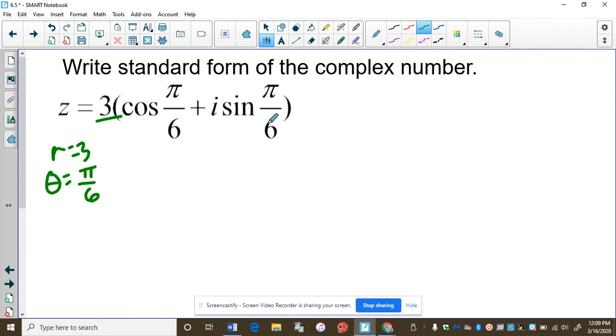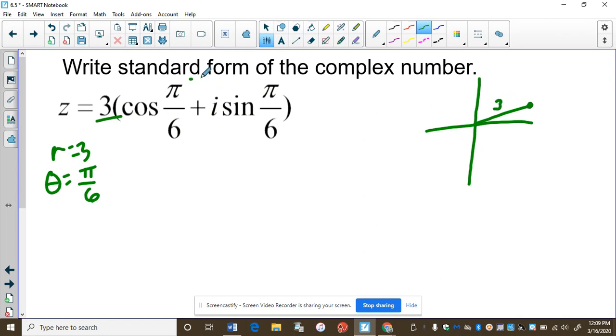Now, if you're one of my students, you know that I'm a big stickler for pictures, right? When you get something that can be plotted on the coordinate plane, you should plot it on the coordinate plane. You should know that pi over 6 is the angle that this complex number is on, so to speak. And pi over 6, you should remember from your unit circle days, is a 30-degree angle here in the first quadrant. The value here being 3 means that this distance is 3 units away.